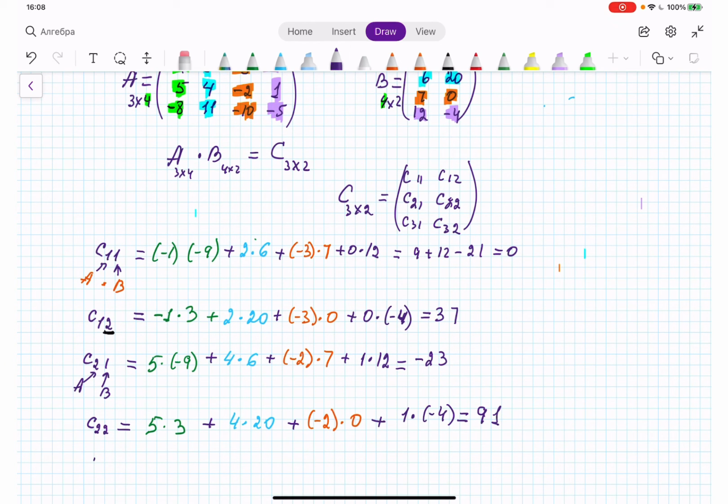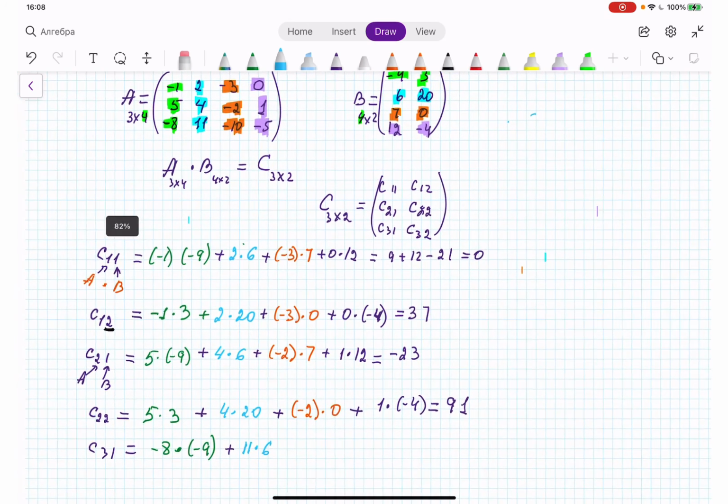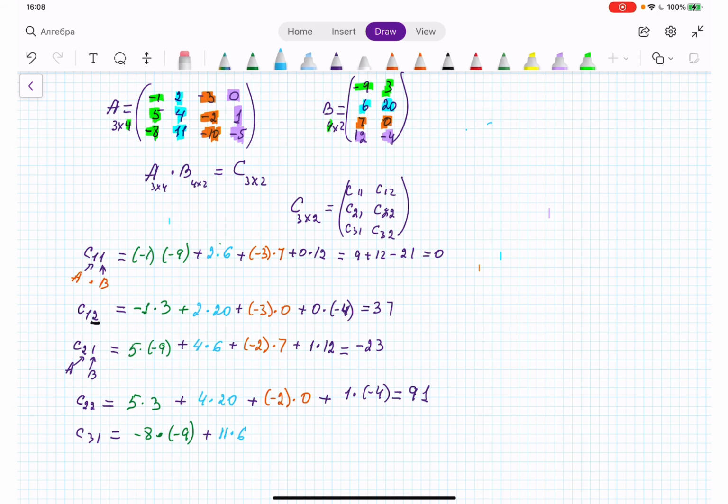C31. Okay, let me just fly over. Negative 8 times negative 9 plus 11 times 6 plus negative 10 times 7.